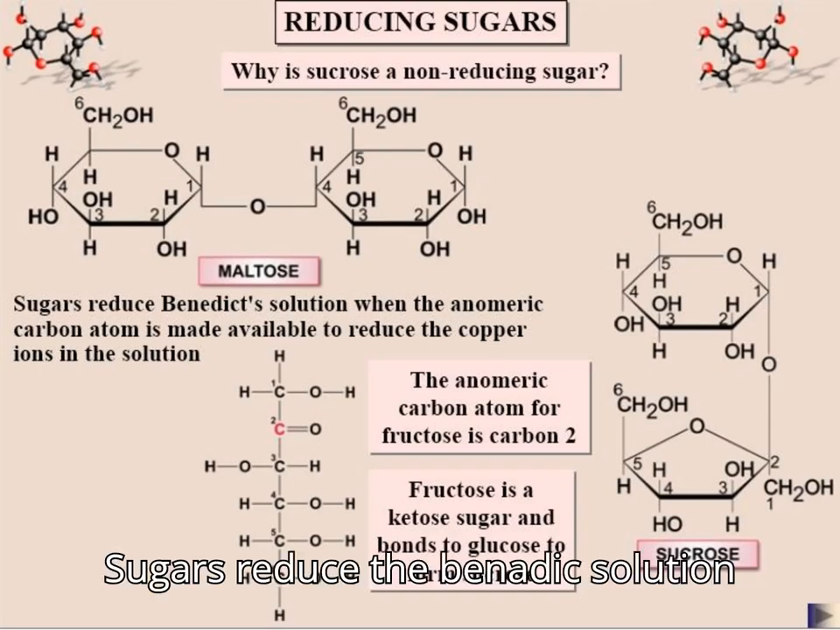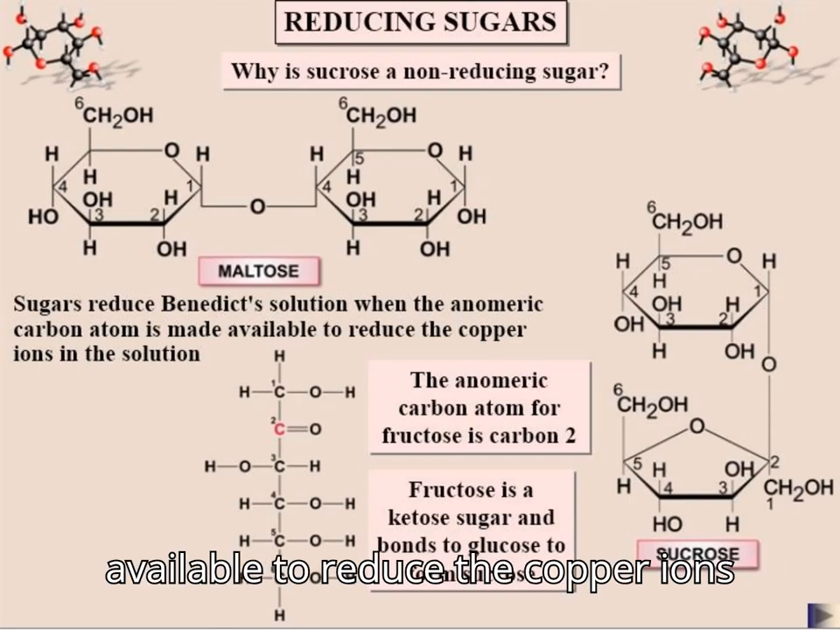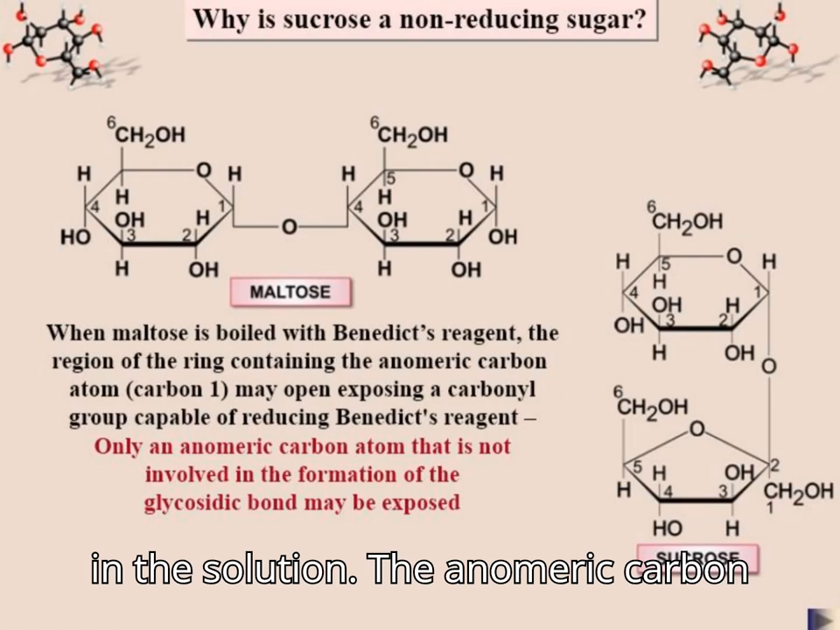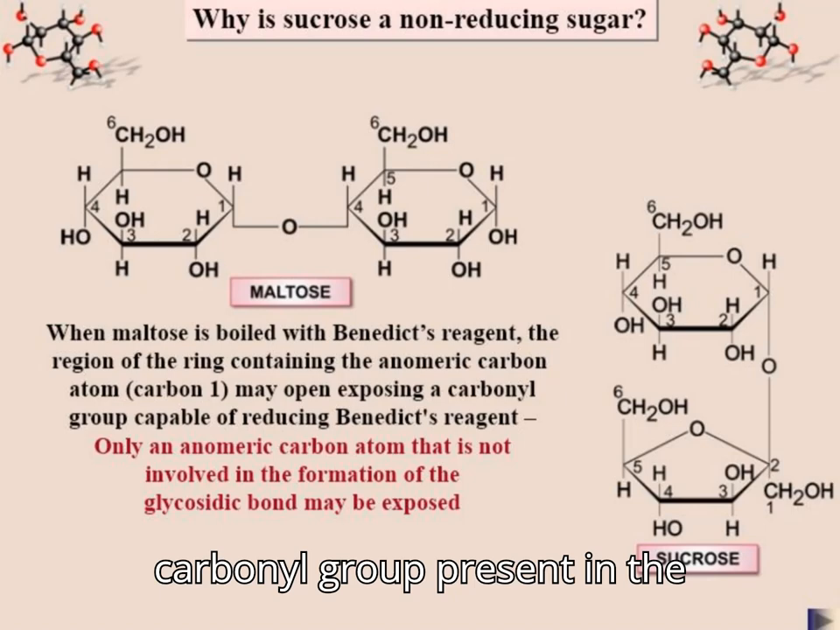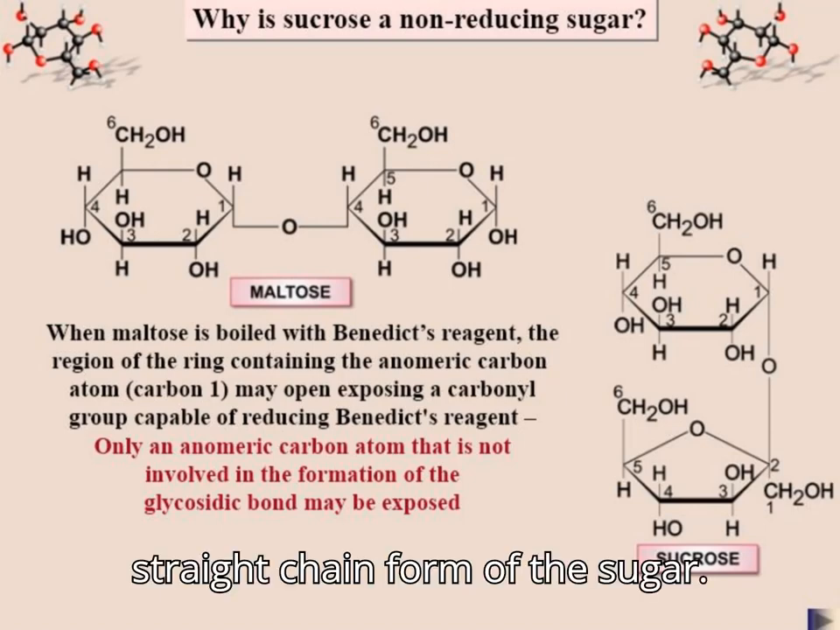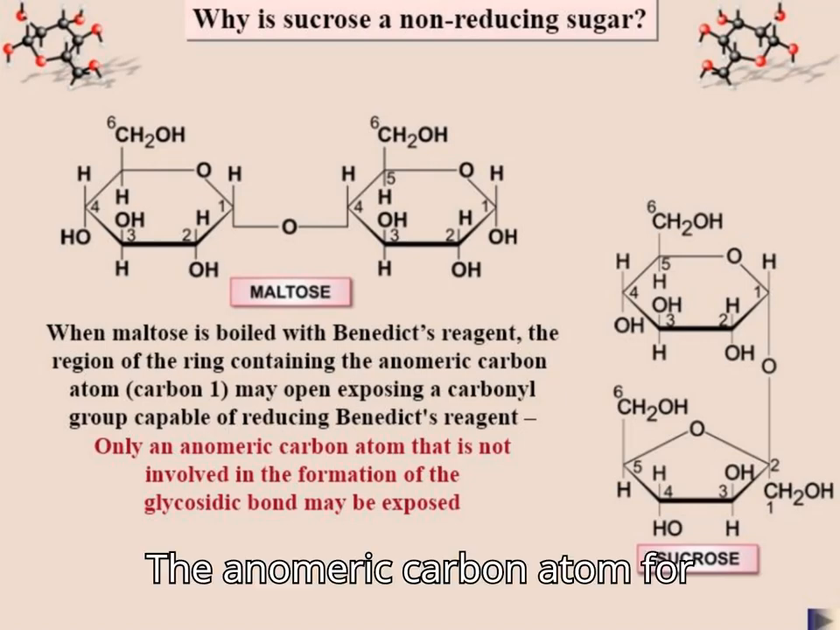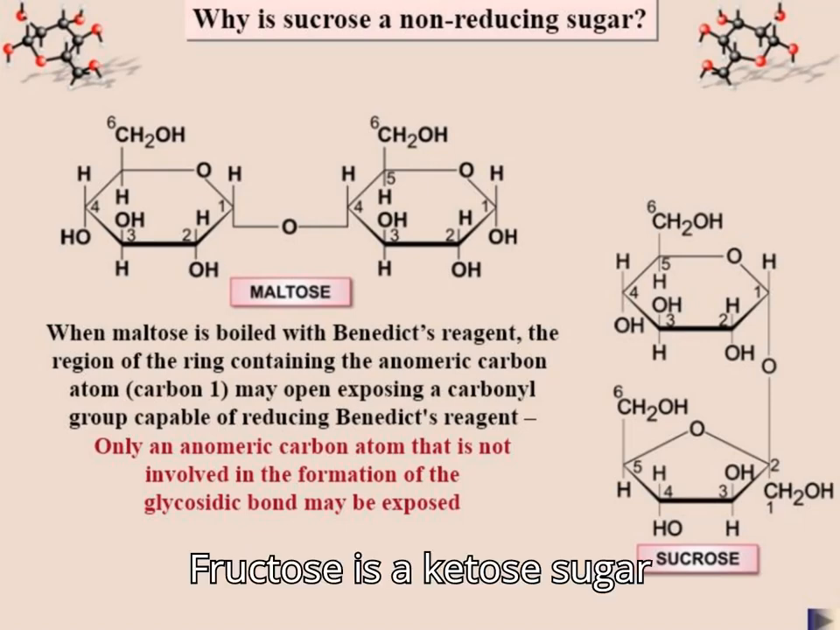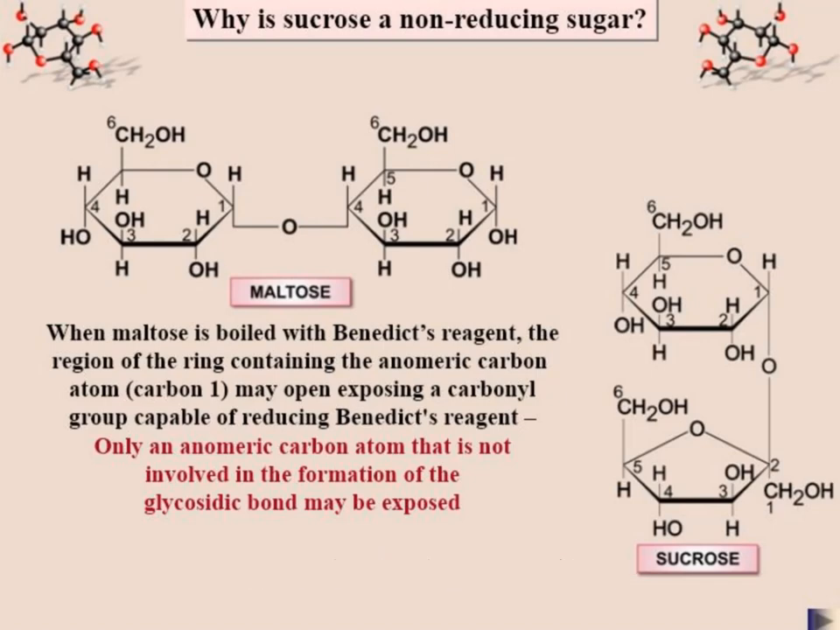Sugars reduce the Benedict solution when the anomeric carbon atom is made available to reduce the copper ions in the solution. The anomeric carbon atom is the carbon of the carbonyl group present in the straight chain form of the sugar. The anomeric carbon atom for fructose is carbon 2. Fructose is a ketose sugar and bonds to glucose to form sucrose.